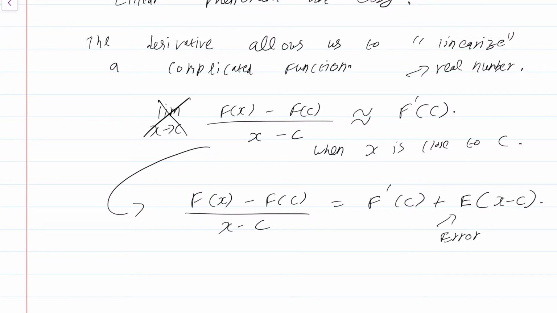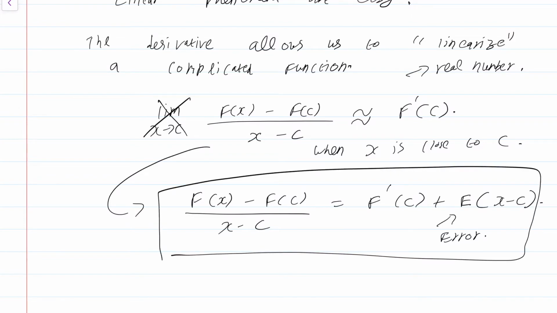Now note, this expression I could have written even if the function is not differentiable at the point c. I could have plugged in any number here, and I can still find an error term. I just take the error term to be the difference of this and this. So I can always write this even if the function is not differentiable. When the function is differentiable, something very special happens, and let's see what that is.